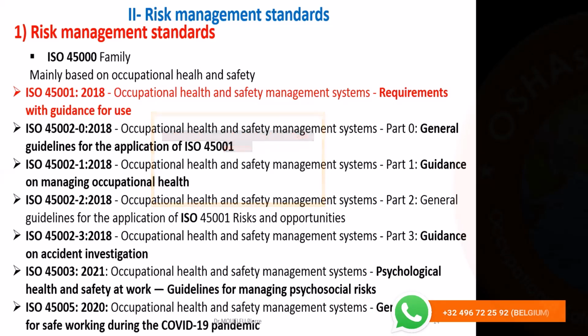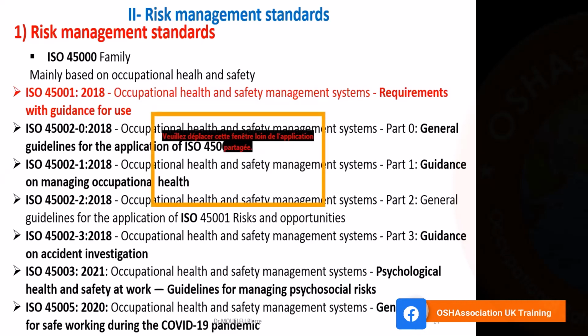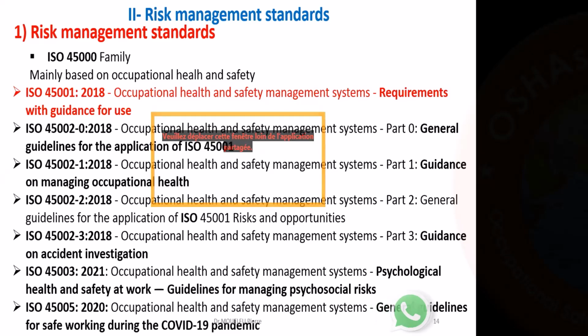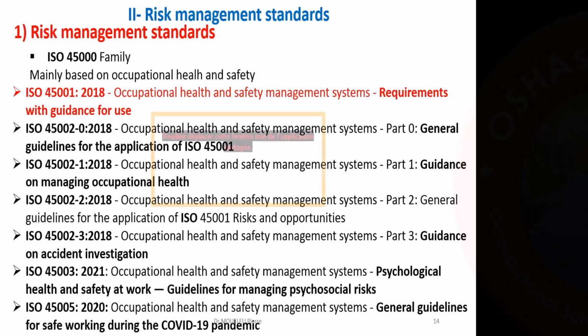We have 45003 that is based on psychological health and safety at work. It is in this part that we cover the management of risk, harassment, and violence in the company. We have 45005 that was published in 2020 based on general guidelines for safe working during the COVID-19 pandemic. So there is a particular standard on COVID-19, on how to manage the company in terms of occupational health and safety while living with the COVID-19 pandemic.